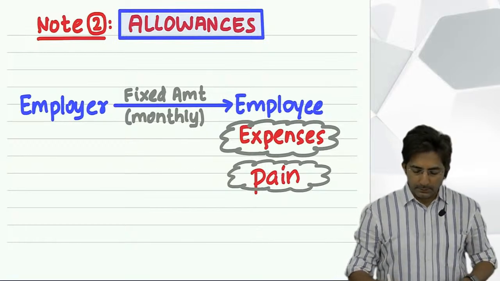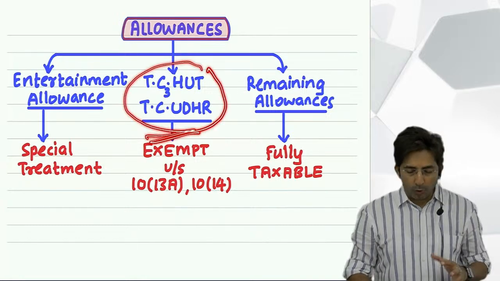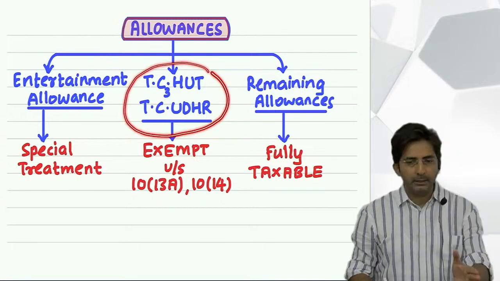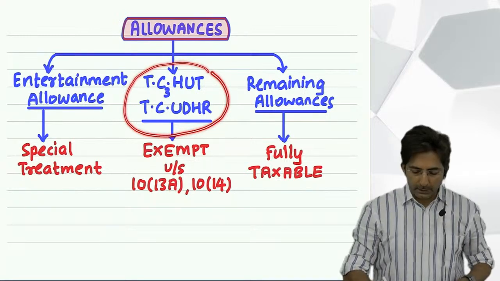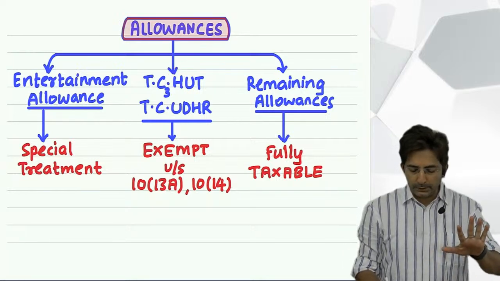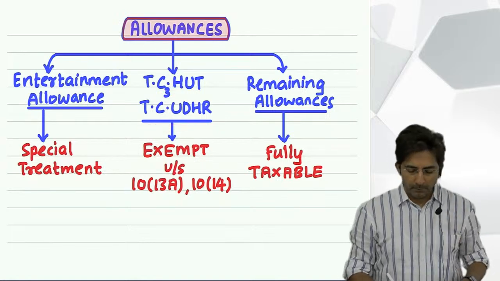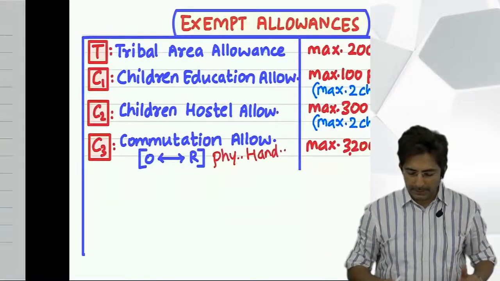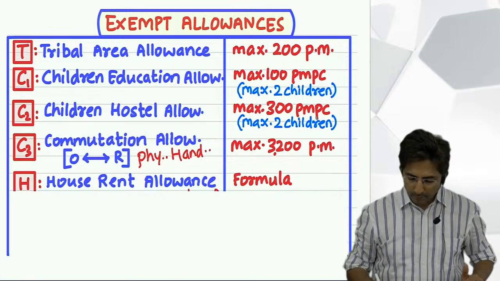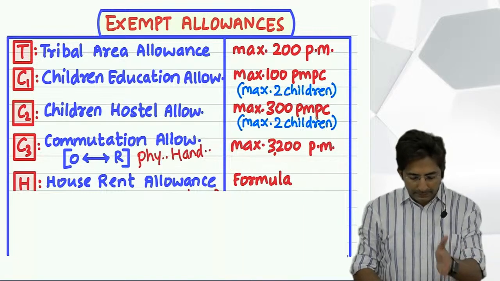Okay, now since it is falling in the list of exempt allowances, that means it is exempt. And basically the government feels house rent allowance leads the entire list of TC hut TC udhar. I will take it at the end, because this explanation is a little bit detailed and I don't want to go into detail right now. I want to finish everything in TC hut TC udhar first, and then at the end we will do house rent allowance. Right now just remember it is exempt. See, I have written here, look, it is exempt and there is a formula for this, but to understand the formula in depth we will take some time, so I will do it at the end.